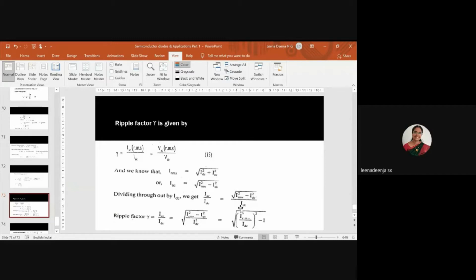Now, to take the denominator inside the root, we can square it and take the root. So it is equal to root of (I square RMS minus I square DC) divided by I square DC. So it is (IRMS by IDC) the whole square, first term, minus I square DC by I square DC, that is minus 1. So this is one of the expressions for gamma: gamma is root of (IRMS by IDC) the whole square minus 1.